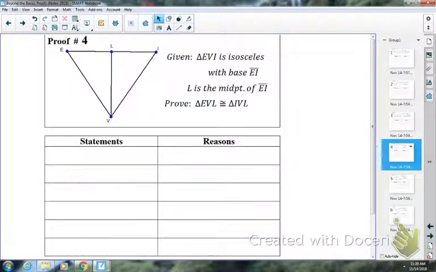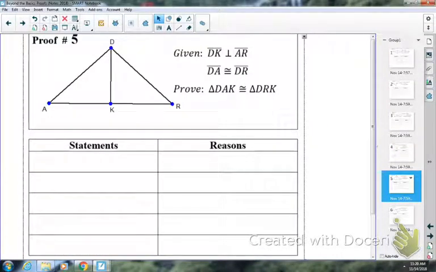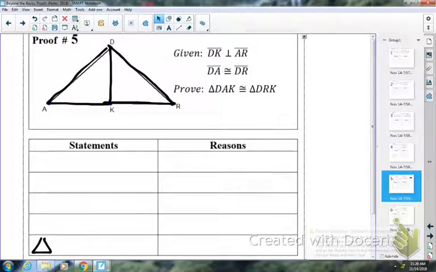Okay, so we have two left. If we next look at number 5. So this one, notice we're talking about perpendicular segments in the given. So again, I'm trying to prove in the end that triangle DAK is congruent to triangle DRK. Okay, so again, if you want to fill that in a while, that's how we're going to end.